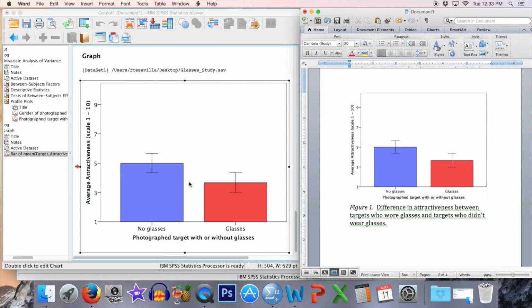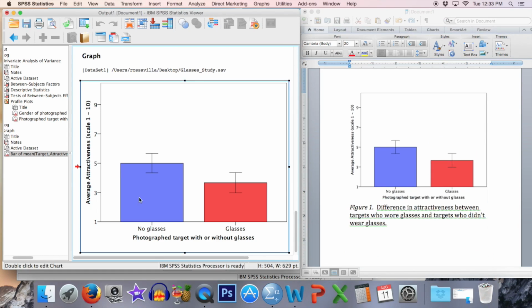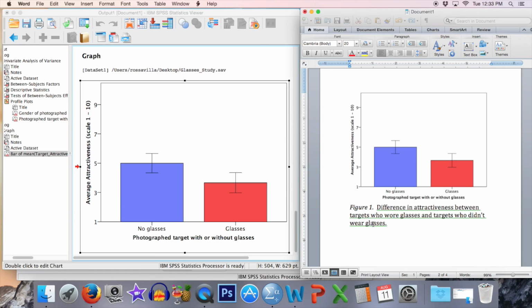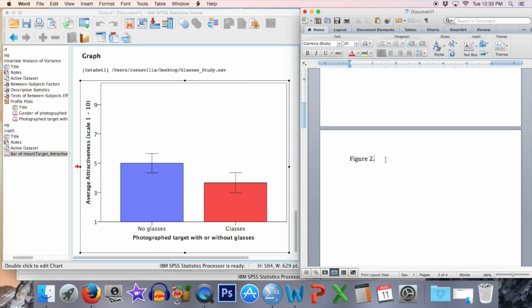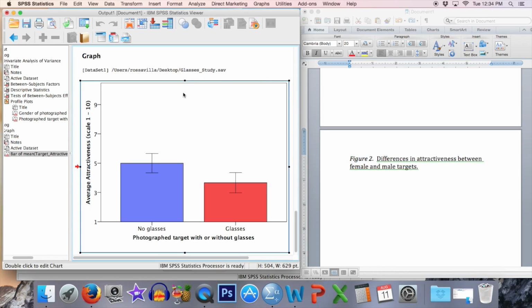And then the last one is if gender had an effect, which it didn't, there wasn't any difference between gender, but we're going to want to put that in there anyway. So just to remind us, we'll say differences in attractiveness between female and male targets. That's the last graph we need to do. Italicize figure 2.